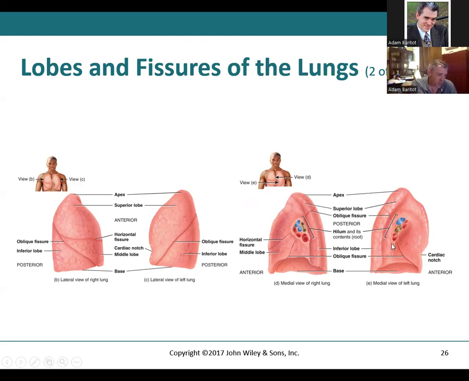When we look at the medial aspects of our lungs, we can see a little bulge in the middle called the hilum. The hilum has all of our apertures, our pulmonary arteries and veins as they move in and out. You can see these other fissures from that angle as well. On the left lung, we see the cardiac notch where the heart resides.